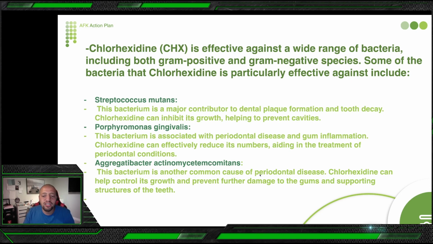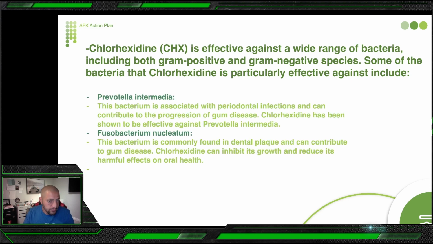This bacterium is another common cause of periodontal disease. Chlorhexidine can help control its growth and prevent further damage to the gum and supporting structures of the teeth. Also, P. intermedia is associated with periodontal infection and can contribute to the progression of gum disease. Chlorhexidine has been shown to be effective against P. intermedia. And this one is included in the same category as the gingivitis condition I spoke about. I hope it's super easy now. I hope you can conclude it now.